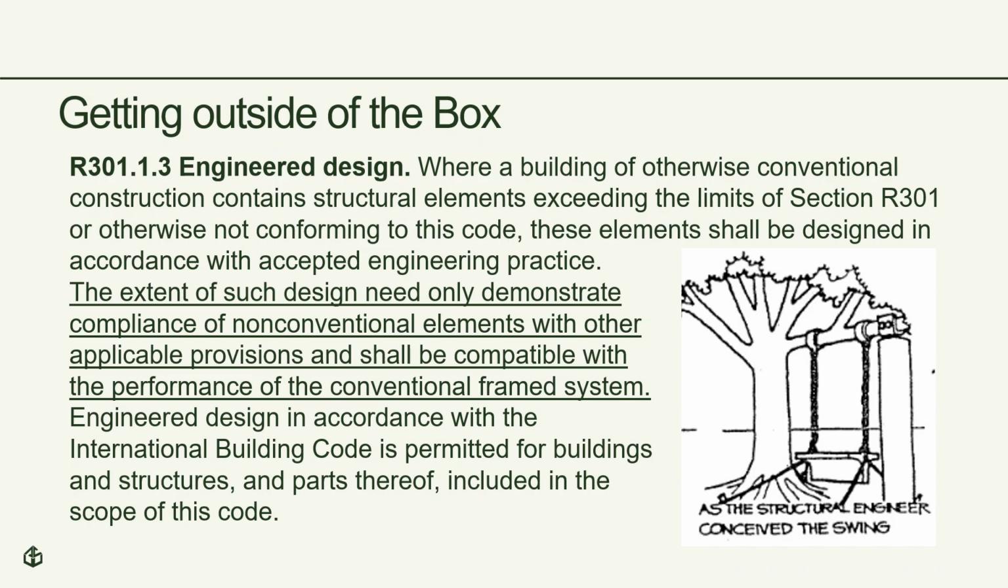We've discussed several times situations where you step outside of the prescriptive provisions, and I said that engineering would be required. More specifically, this is outlined in section R301.1.3 and recognizes that when you have situations that exceed those provisions, the engineering is to address those non-conventional elements so that it's compatible with the performance of the conventional frame system. It does not mean that the entire building needs to be engineered, rather just what's necessary to address that specific situation.